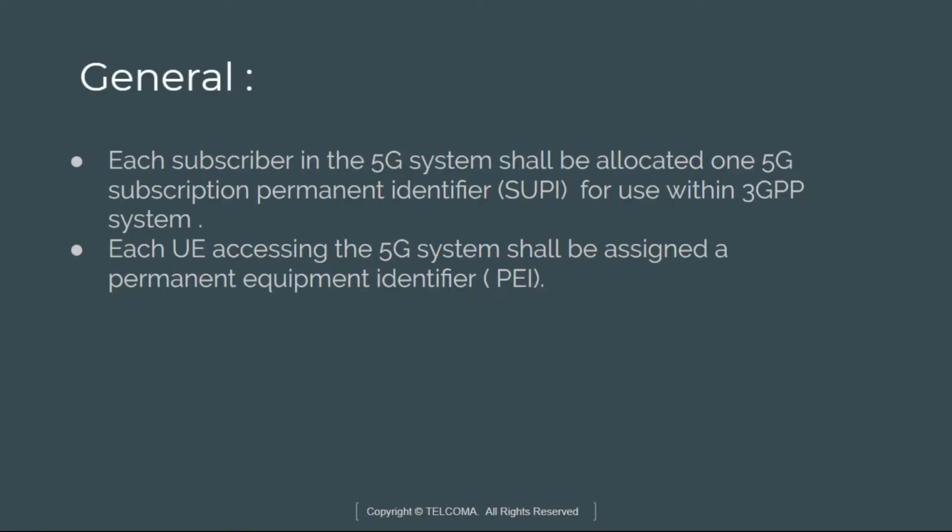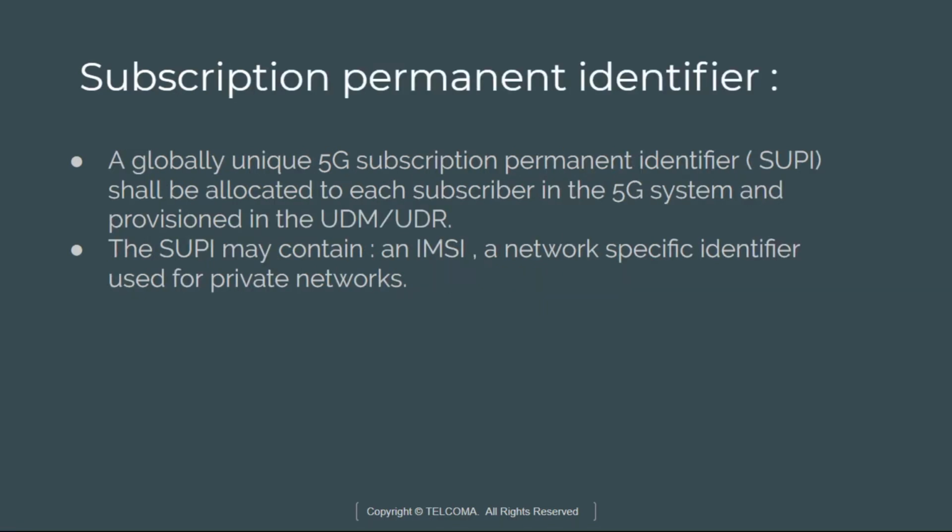So each subscriber in the 5G system shall be allocated one 5G subscription permanent identifier, which is known as SUPI. This identifier is to be used within the 3GPP system. Now each user equipment accessing the 5G system shall be assigned a permanent equipment identifier. This permanent equipment identifier is PEI. So SUPI and PEI are the two identifiers.